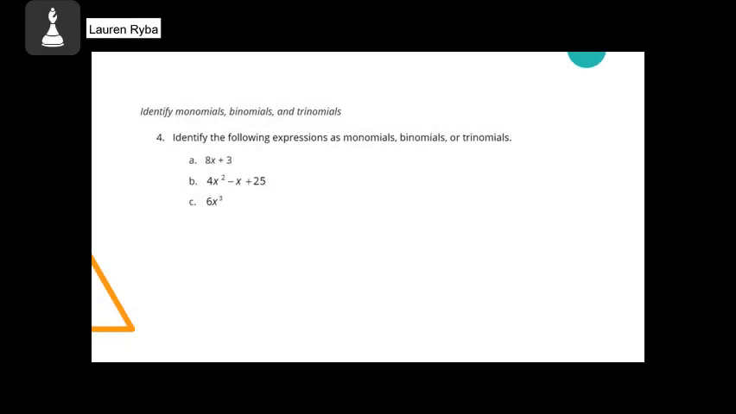So for this example, we just want to identify if it's a monomial, binomial, or a trinomial. If I have 8x plus 3, that is 1, 2 terms. 2 terms is a binomial. 4x squared minus x plus 25, that is 3 separate terms. That will be a trinomial. And the last one, 6x cubed, no addition or subtraction signs. This is a single piece. This is a monomial. And those words mono, bi, and tri should be familiar to you to represent 1, 2, and 3.